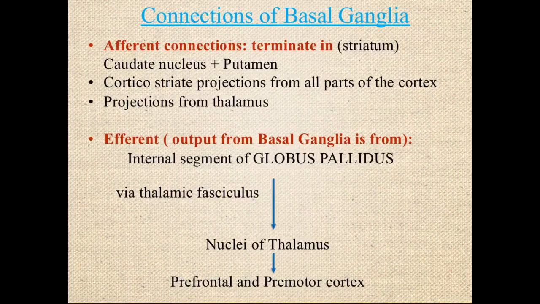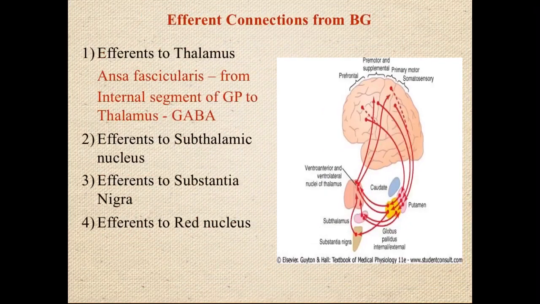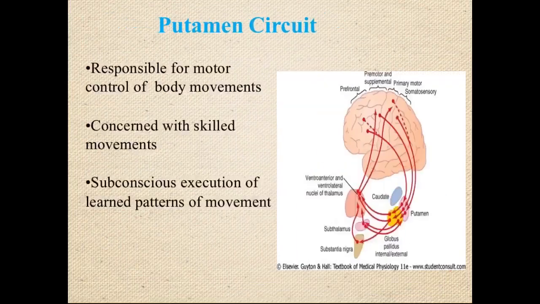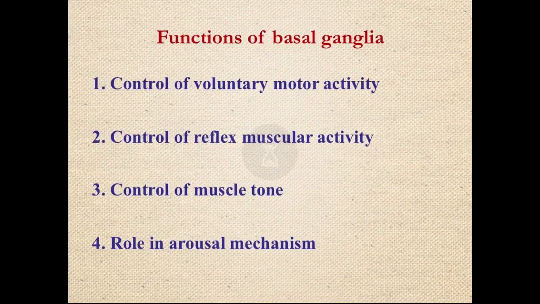Who decides what should be the pattern of the motor activity? What should be the sequence? Caudate nucleus. And who will execute that pattern? That is the putamen. Okay. So the putamen's function is to execute the pattern, the caudate's function is cognitive control of the sequence of those patterns. Okay. So by doing all these connections, we can say what the functions of the basal ganglia are.